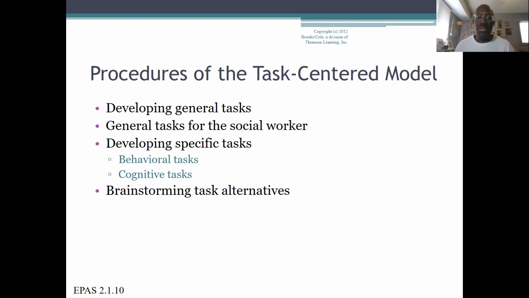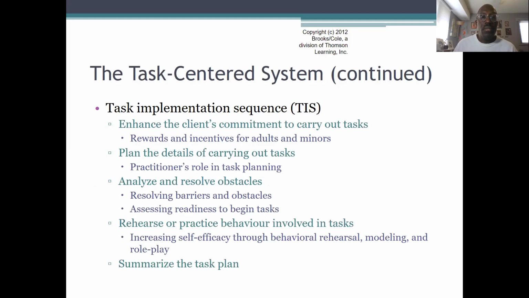So again, it gets to be a creative process, and then you can sit and think about things with your client that you might want to try in terms of things that might work. So this task-centered model is really looking at enhancing the client's commitment to carry out the task. So the rewards, the incentives, if you're able to do certain things, then there are positives in it for you.